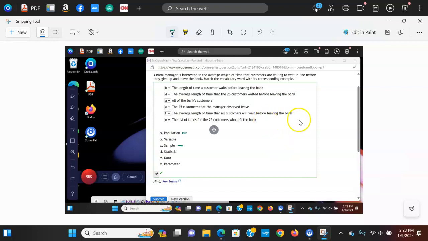So the difference between population and sample: I am interested in the population, but I can't possibly get this information from every single person that comes into a bank. It's just not worth it. It's not feasible. It's not cost efficient to do that. So what do we do? We take samples. But what I am interested in overall is the population. I am interested in all of the bank's customers. That's the population, all of the bank's customers.